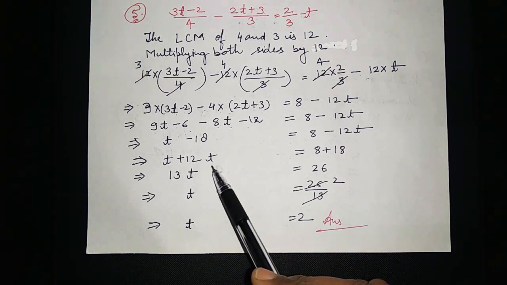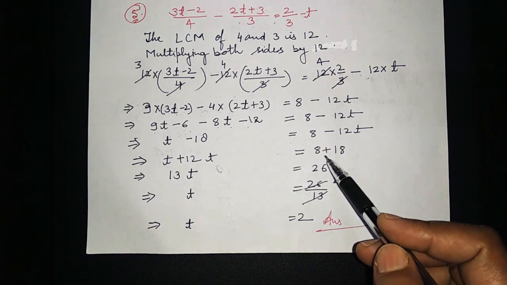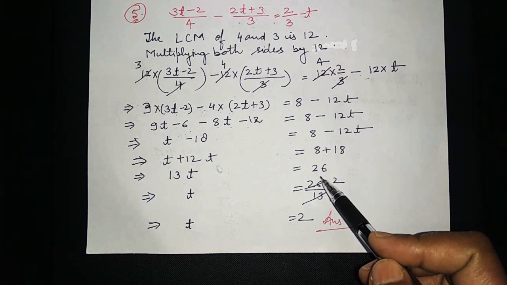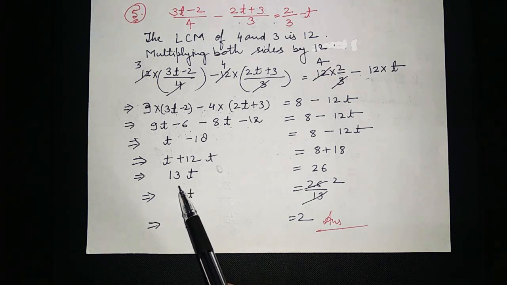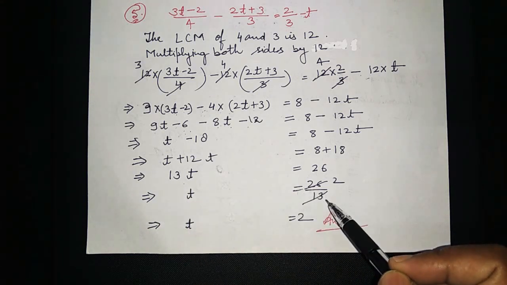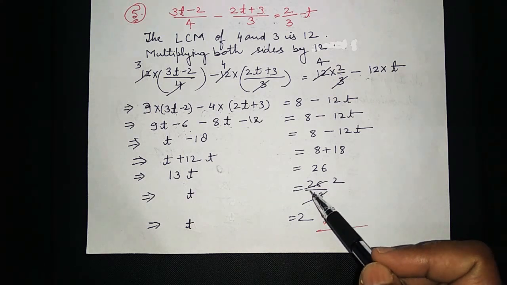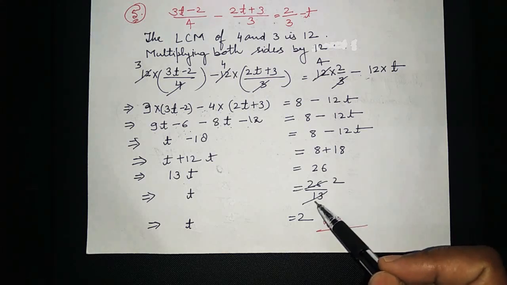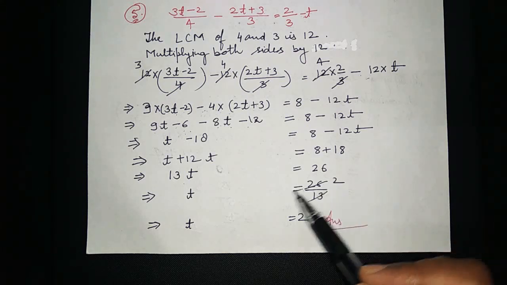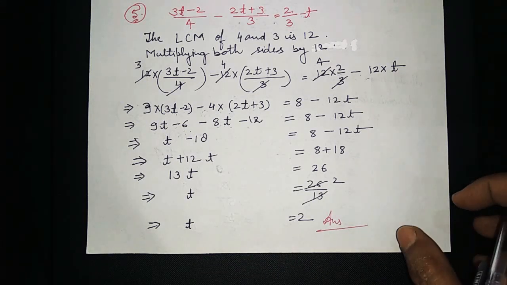Here t plus 12t will be 13t, and 8 plus 18, 26 we will write for this, and then 13 is in multiplication, we will transpose it to right hand side, then 26 upon 13 will come, and we will reduce this number 26 upon 13, then 13 1s are 13, 13 2s are 26, and t is equals to 2 will come in answer.